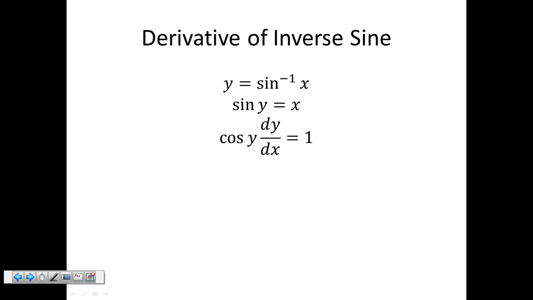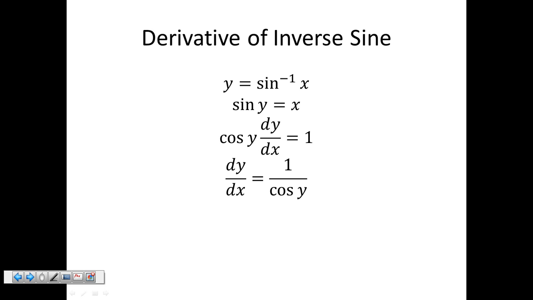I get the cosine of y, because the derivative of the sine of something is the cosine of that same thing, times that dy over dx. I'm using implicit differentiation, so I have to think of that y as being inside, and I take the derivative of the inside. Over on the other side, the derivative of x with respect to x is 1. So I have cosine y times dy over dx equals 1. Divide the cosine y over, hey, I got my derivative.